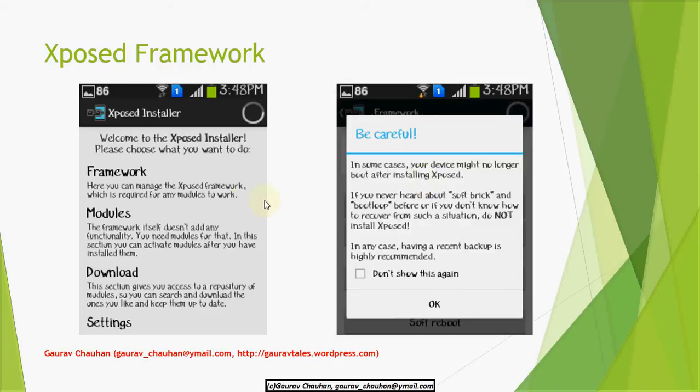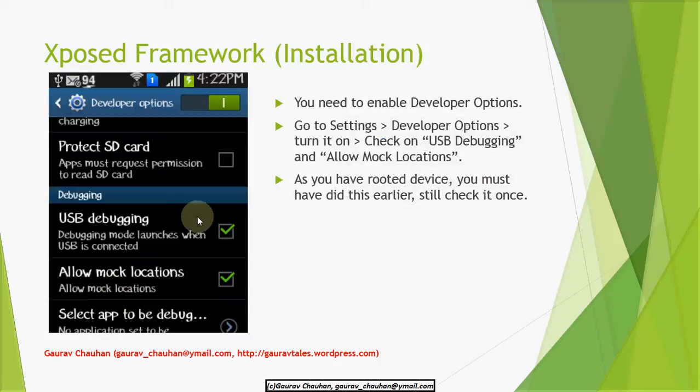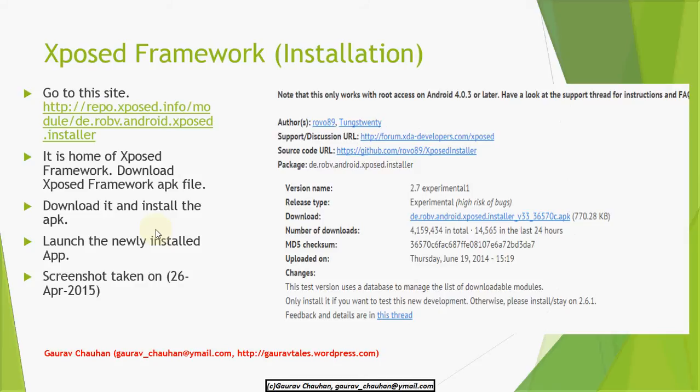Once the Xposed framework is on your phone, you will see this screen. From this framework you can update and install it. Here you can get the modules, you can get the list of modules, and in download you can download many modules. Before going further, make sure that you have USB debugging enabled and that allow mock locations is also enabled. As I have already shown how to download Xposed, you go to repo.xposed.info and download the latest version.